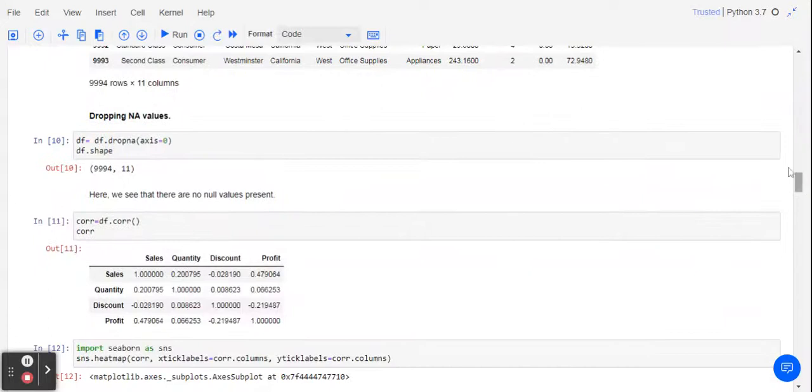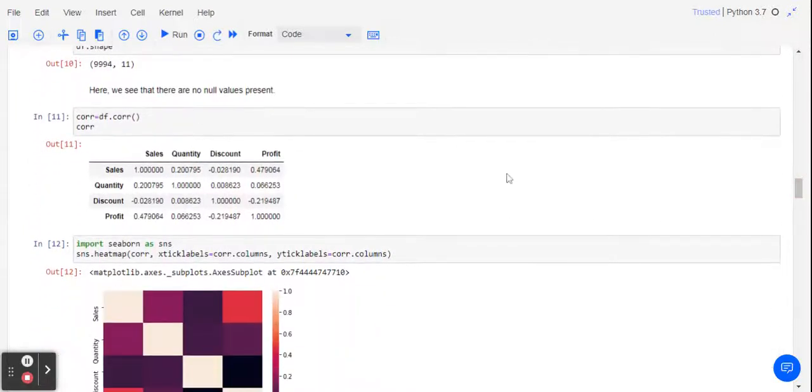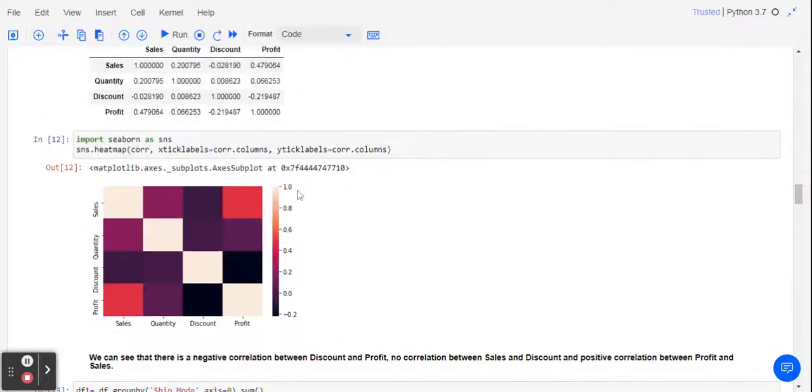And after this I drop the NA values, and what I observe is that before and after dropping these values the shape of the data frame remains unchanged. So this means that there were no null values present. Then I find out the correlation between various columns. So I get this tabular form with numerical values, which is a little difficult to read, so I use Seaborn's heat map, and this heat map represents correlation according to various colors and it is easily readable.